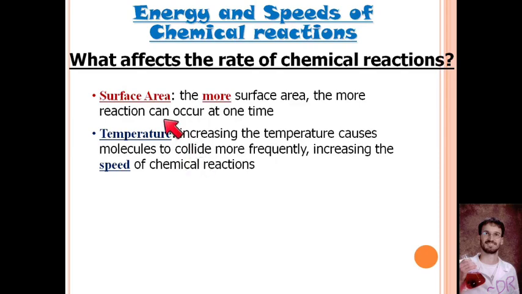This is why putting food in the refrigerator makes it last longer before it rots, because that rotting is a chemical reaction that takes place.